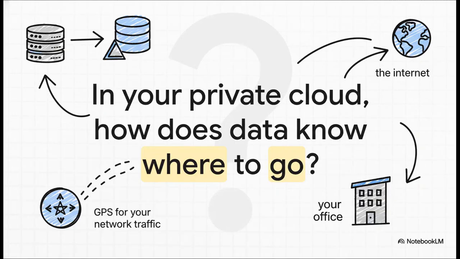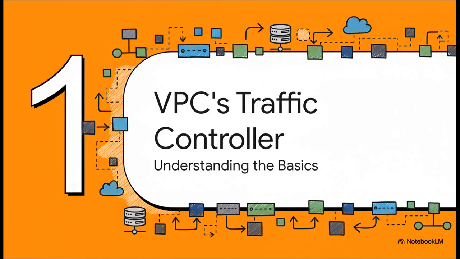So think about this for a second. You've got all this stuff running in your virtual private cloud. Servers, applications, you name it. When one of those servers wants to send out a piece of data, how does it actually know which path to take? How does it get to the internet? Or maybe back to your own office, right? What's the map? What's the GPS for all that traffic? Okay, let's get into it.